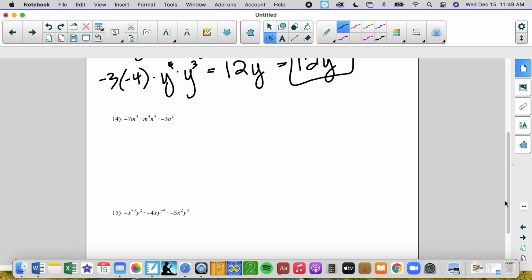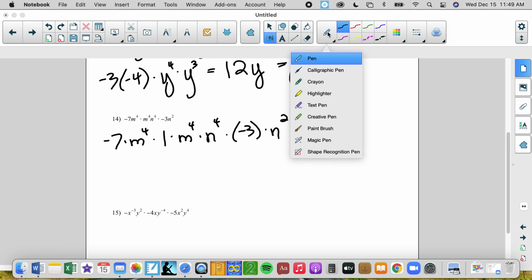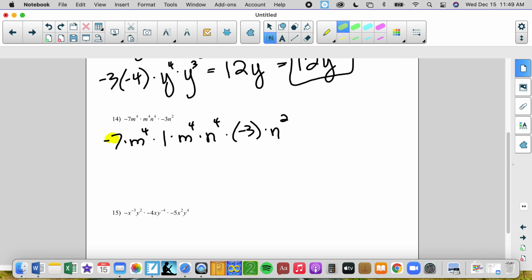Number 14, now we have 3 things that we're multiplying. So we're still going to break them up. Negative 7 times m to the 4th times 1. There's an invisible 1 in front of that coefficient, times m to the 4th times n to the 4th times negative 3 times n to the 2nd. So we're going to pair them up, right? We have a coefficient or a constant.